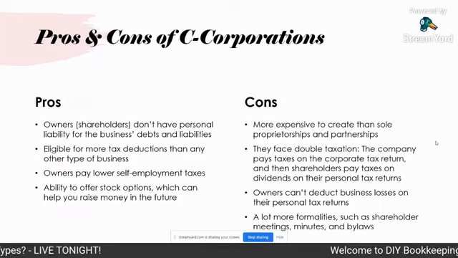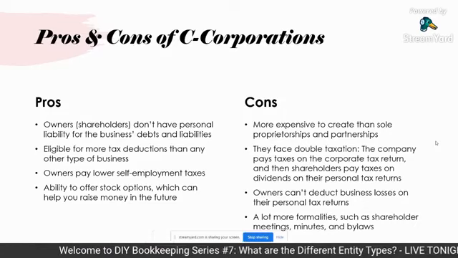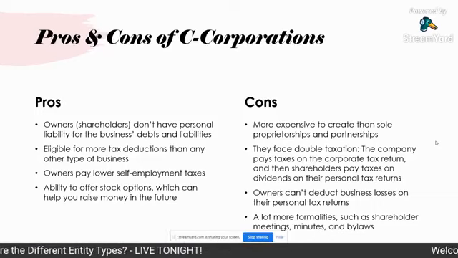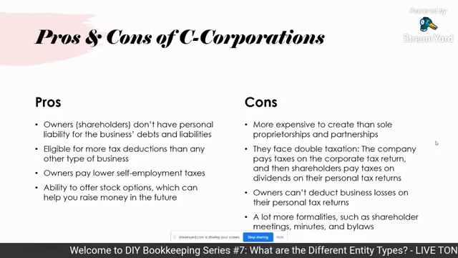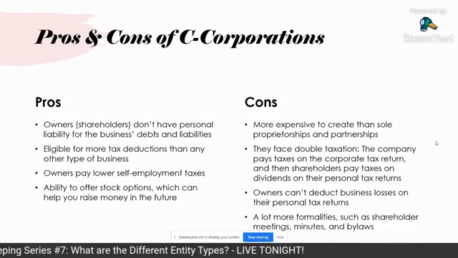Owners cannot deduct business losses on their personal tax returns. So that could be a big one if you've got a lot of business losses, a lot of expenses that you've had to shell out for the year. You might want to reconsider getting a C Corp. And a lot more formalities such as shareholder meetings, but also board meetings, minutes, and bylaws.